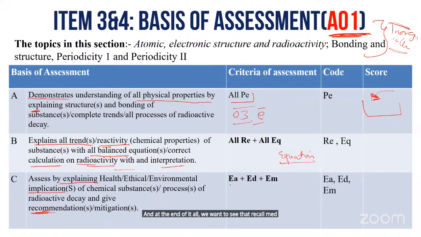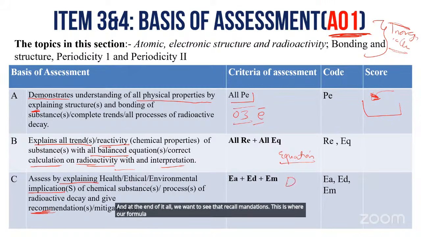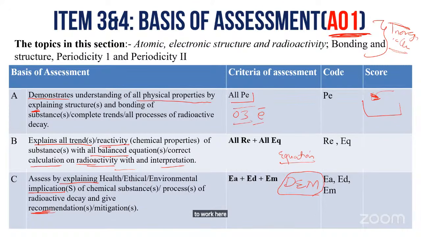And at the end of it all, we want to see the recommendations. This is where our formula we are using in O level, where you identify the danger, you explain it and mitigate it. The DEM is going to work here. But here we're looking at the danger of what? It can be the chemical substance which is mentioned. It can be of the process of the active decay, depending on which one they have asked.